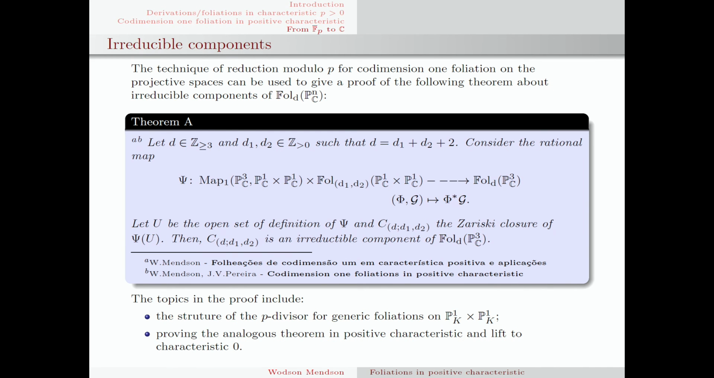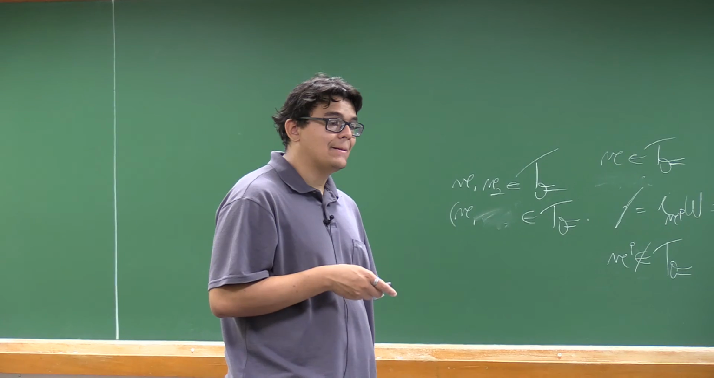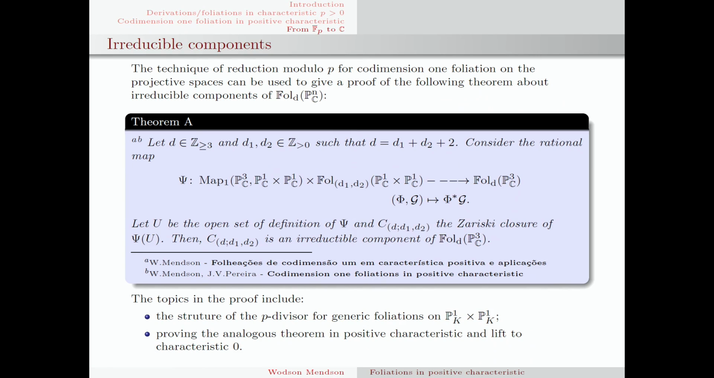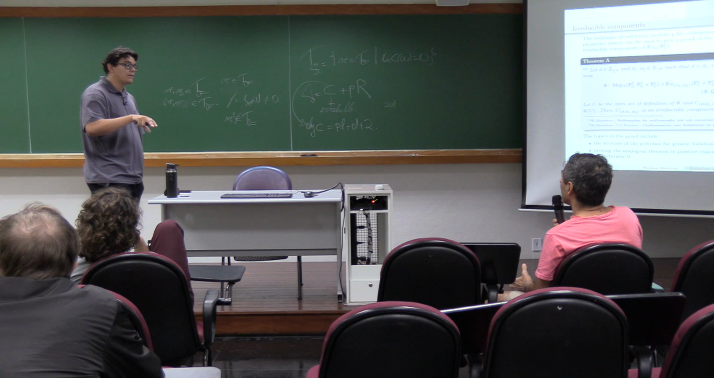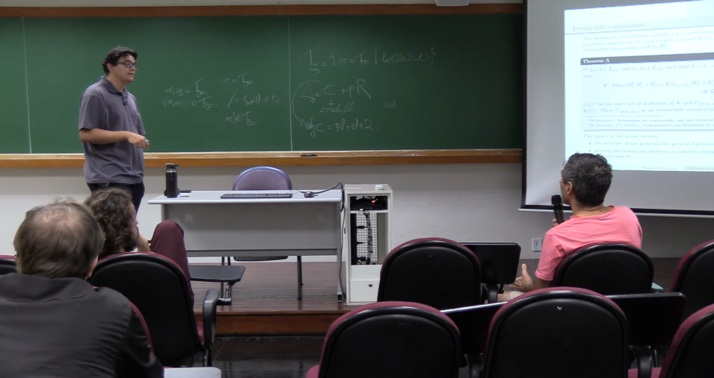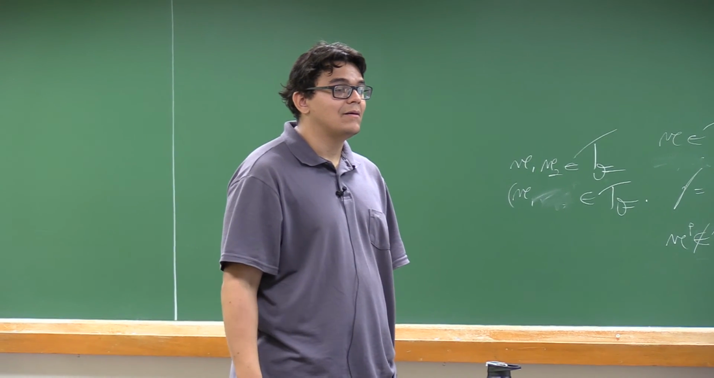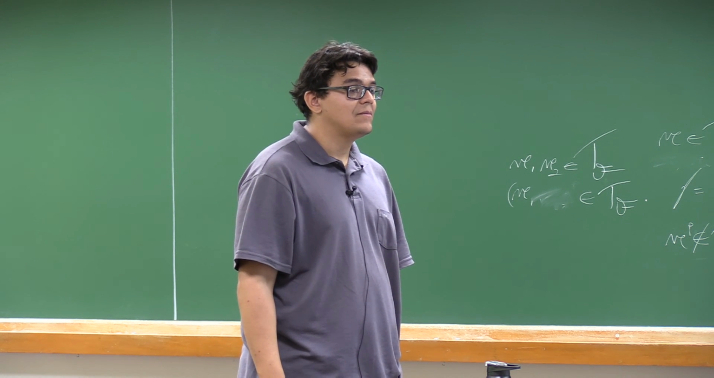Maybe let me formulate it in this way. Can one also use this to classify the components just in characteristic p, the space of foliations just in characteristic p? Yes, we have a special foliation in characteristic p that gives you irreducible components. It's a project that we have been trying to do since he finished his PhD thesis. There is everything written down essentially, but we haven't finished yet.